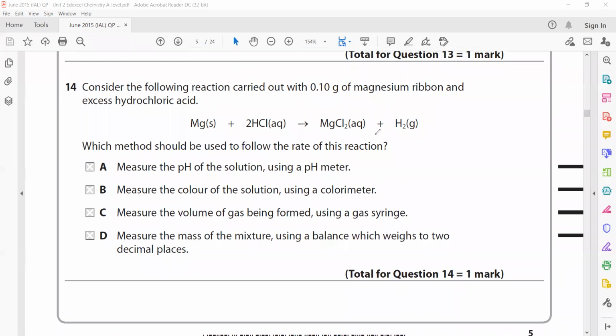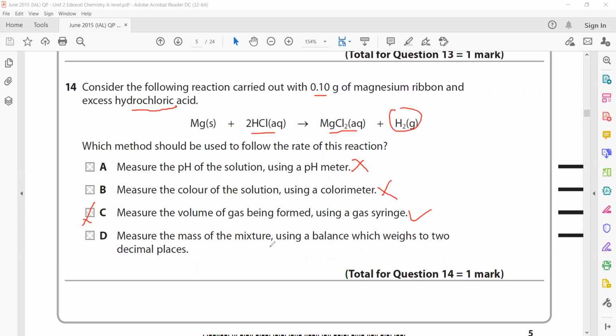Consider the following reaction carried out with 0.1 grams of magnesium ribbon with excess hydrochloric acid. Which method should be used to follow the rate of the reaction? Here a gas is given off. Measure the pH of the solution using a pH meter: excess hydrochloric acid is there, so there will be no significant effect. Measure the color change: the aqueous solution is colorless, the group 2 salt solution is colorless. Use the volume of a gas: we can measure the volume of a gas. Hydrogen gas is there, so we can measure the rate of reaction.